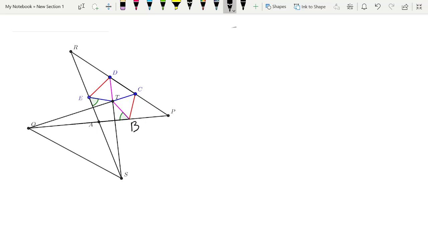Any equal line segments are shown by colored lines, lines with the same color. This is according to the problem statement. So we want to prove that P, Q, R, S lie on a circle. This is what we want to prove. So let's get down to it.